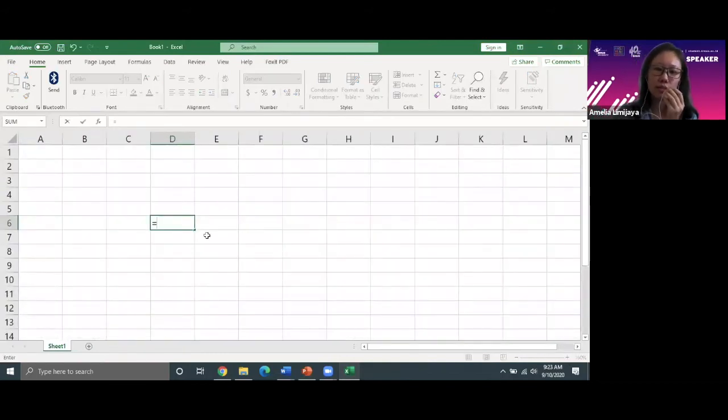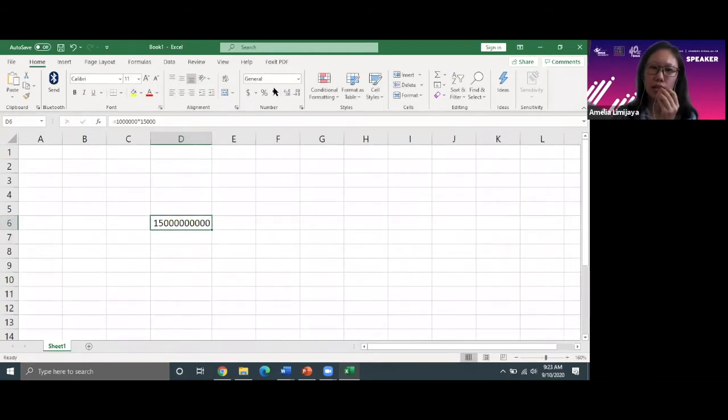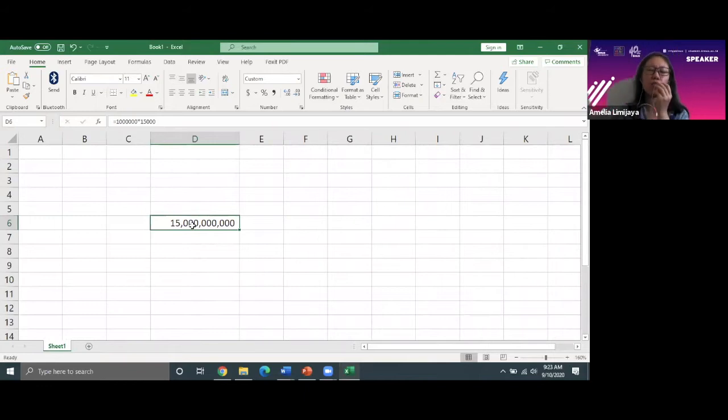So, $1 million, you multiply it by 15,000. Nine zeros. It means 15 billion rupiah, or 15 miliar rupiah. Yeah, 15 miliar or 15 billion rupiah.